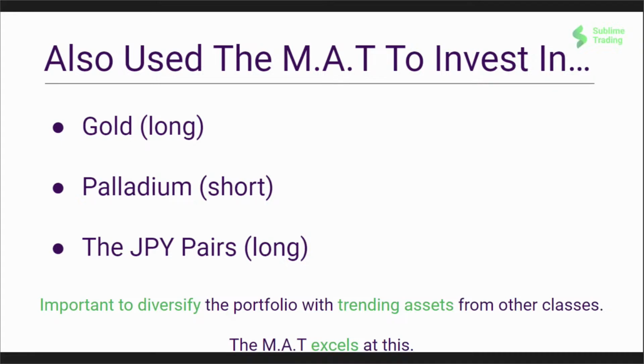So it's important to diversify the portfolio with trending assets from other classes. This is also a hallmark of a good investor, not just knowing where the trends are, but also narrowing down to the very best trends from the different asset classes and building portfolios around them. The MAT and Metastock excel at finding these trends when you know what you're looking for.